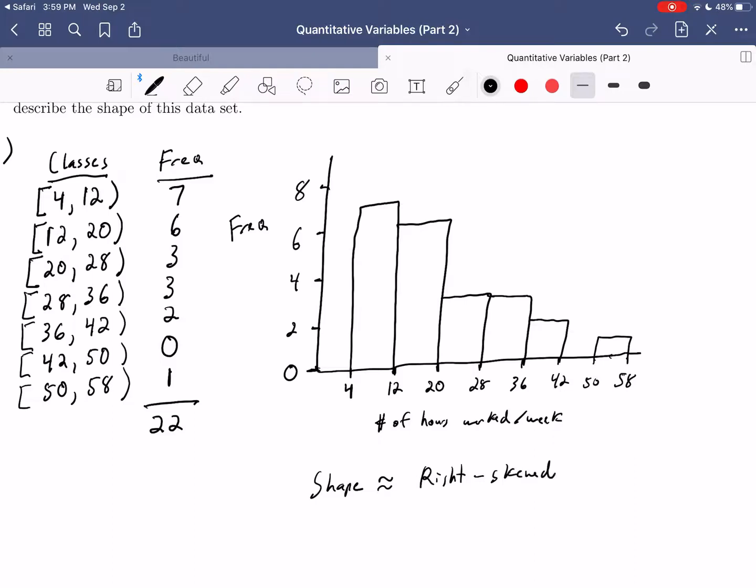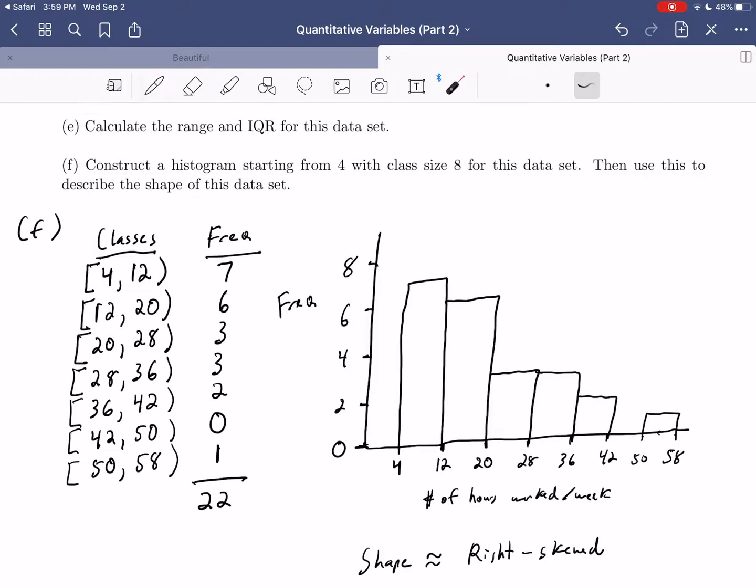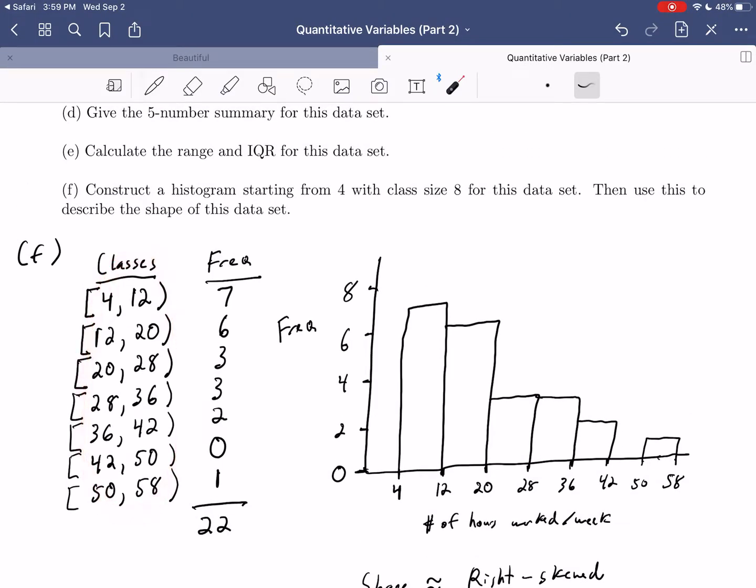So there we go. There's our first example of constructing a histogram. Keep in mind a histogram is really a two-step process. First, you have to create these classes and get their corresponding frequencies, and then you're able to actually draw the diagram. For the classes, you don't have to guess how to make these. You're always going to be told where to start and what size each interval should be.